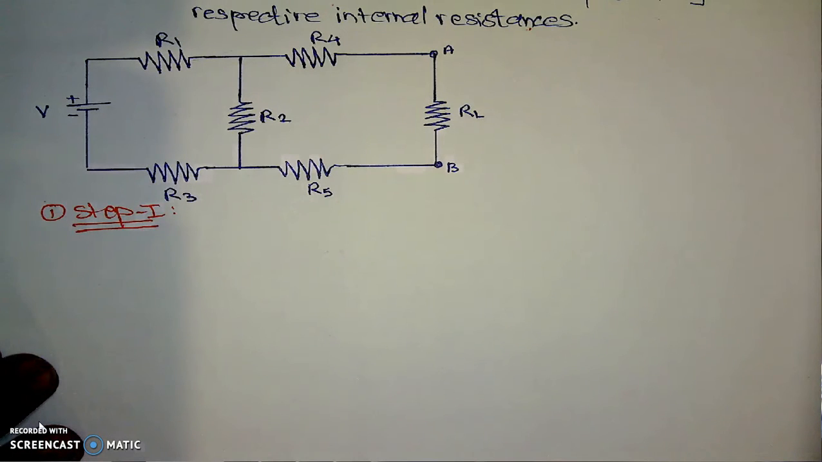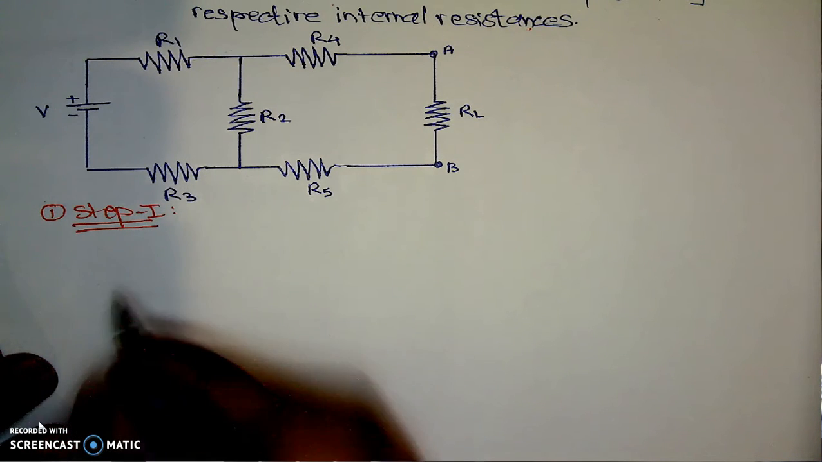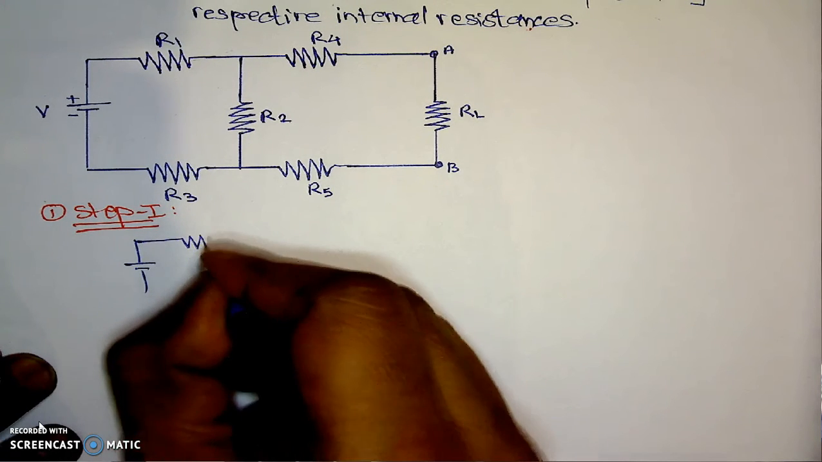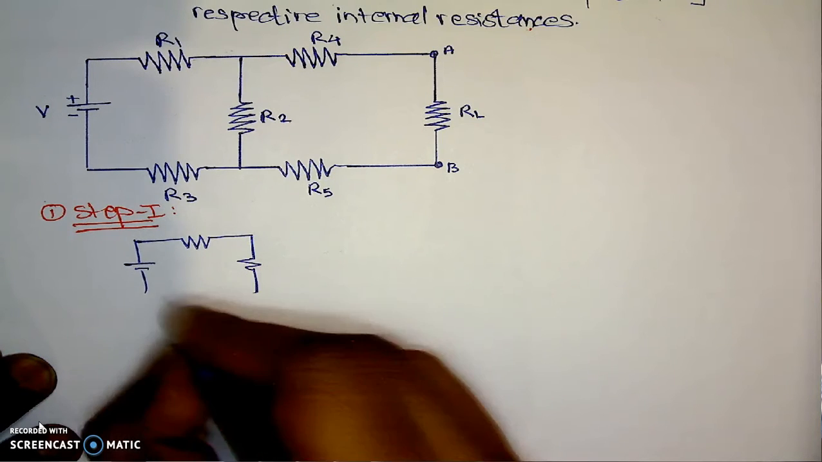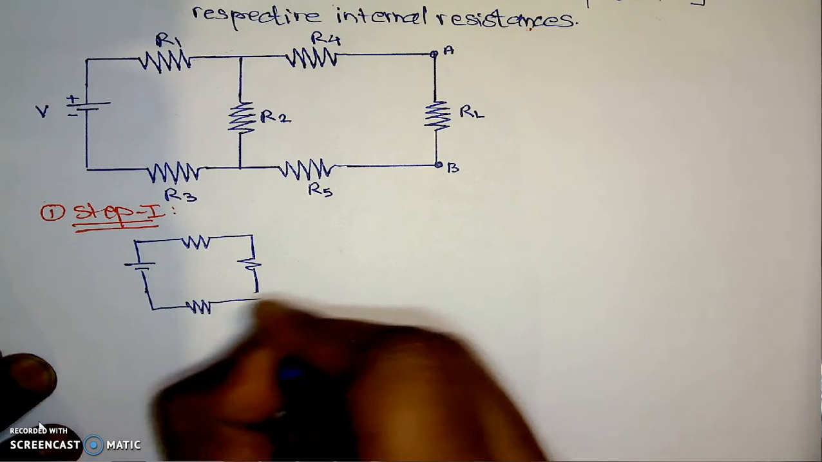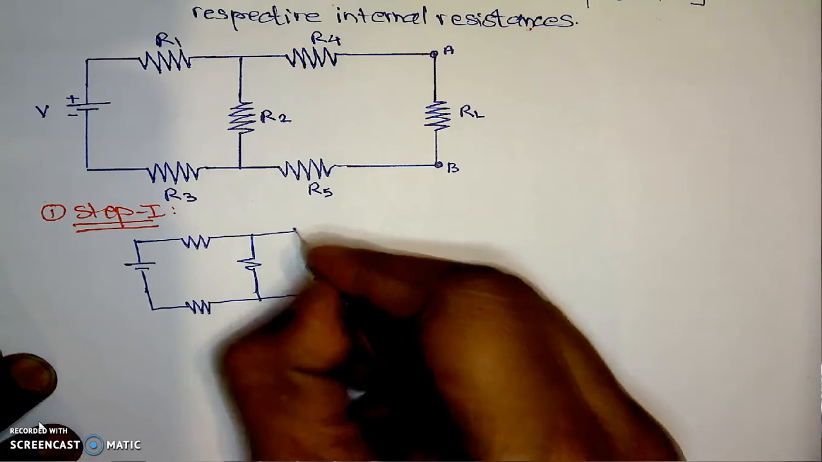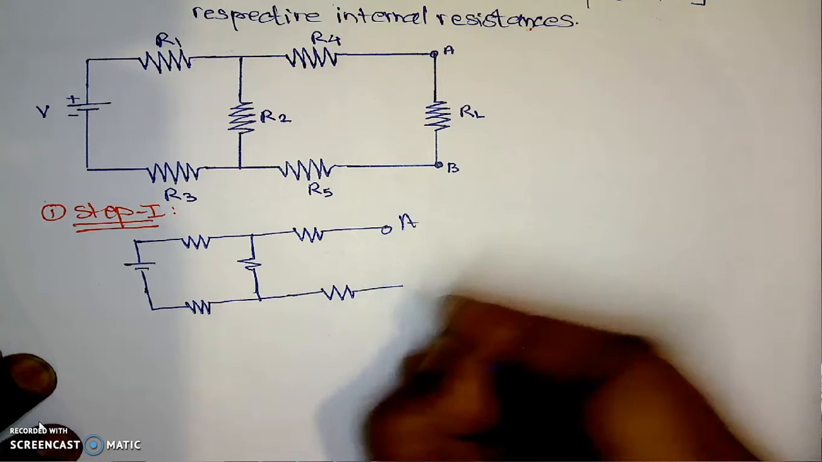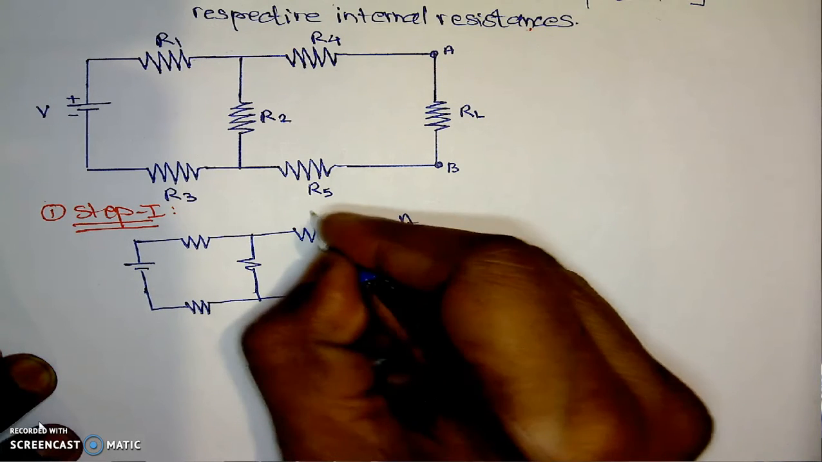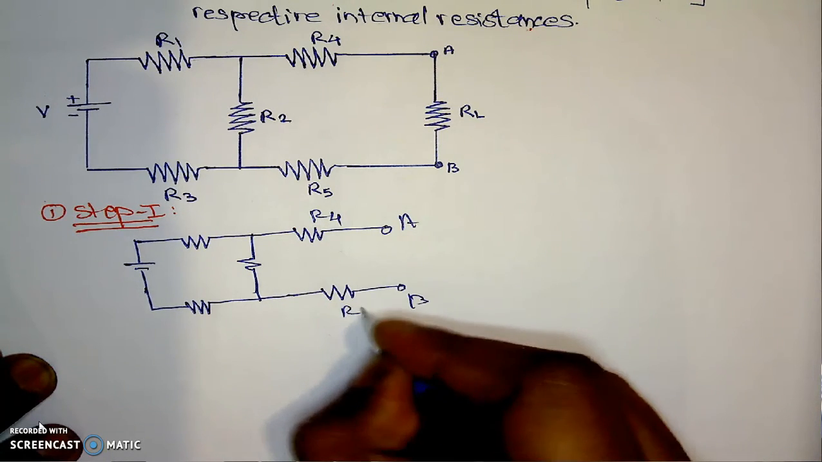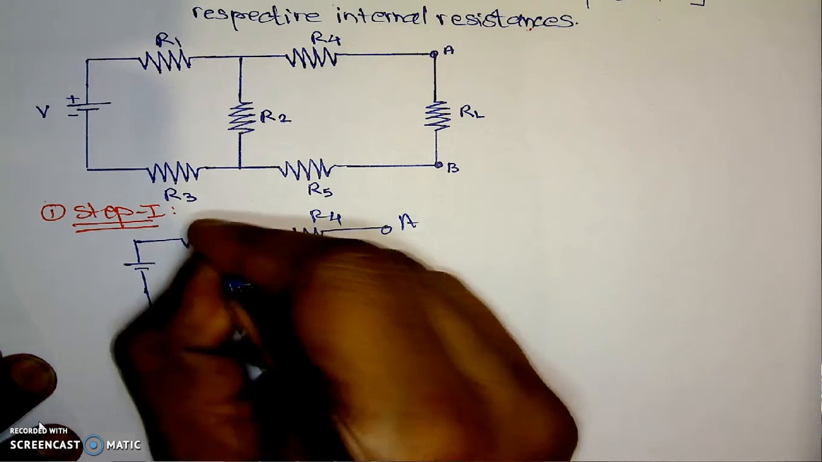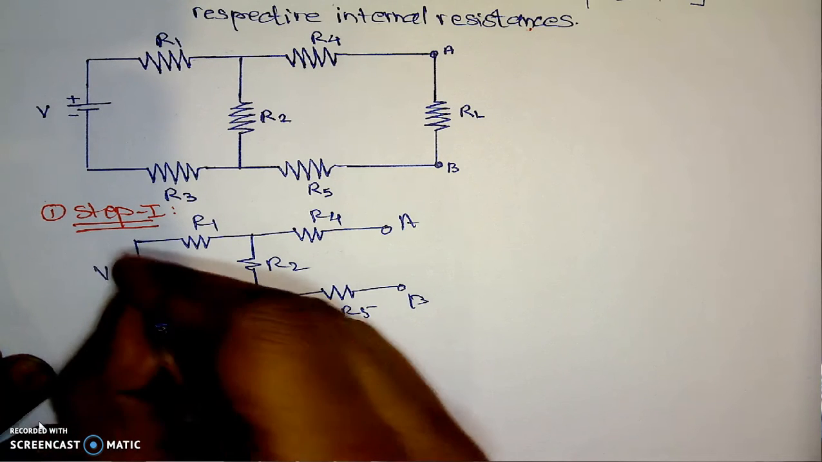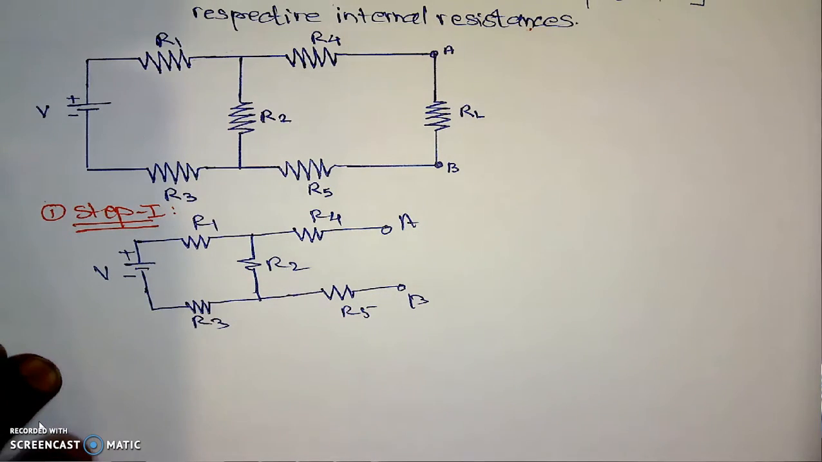Now here, if we are removing the load resistance and redrawing the same circuit, the circuit will be something like this. Here is terminal A. This will be B. Here it is R4. This is R5. Here it is R2, this is R1, and it is R3. We are removing only the load resistance, the remaining circuit is the same. It is as simple as that.